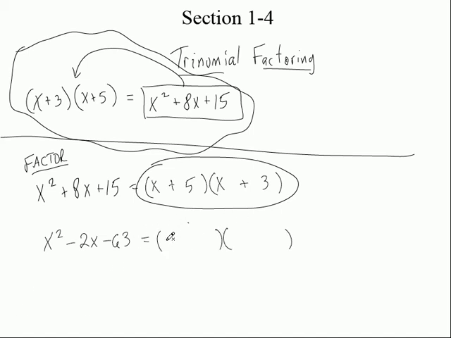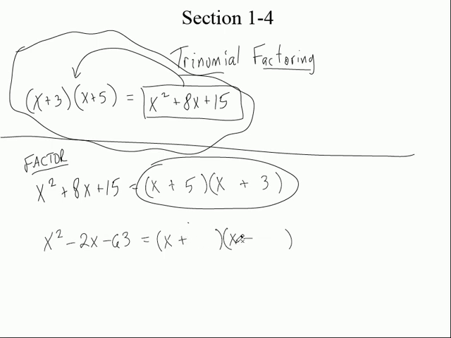Okay, let's take a look at it. We've got, you know, this times this has to be x squared, so that's going to be an x, and that's going to be an x. Now, forget the numbers right now. Let's just take a look at the signs. I should have done that up here. Just look at the signs. This number times this one has got to be a negative 63. So what does that tell you about the signs? That's right. One's positive and one's negative.